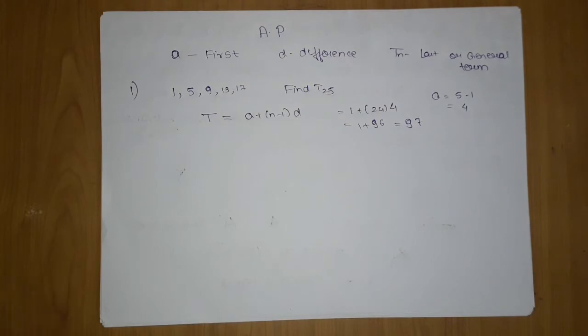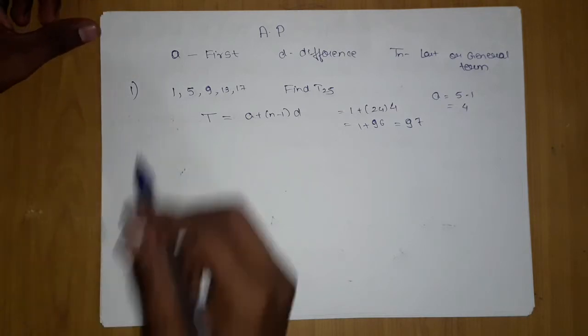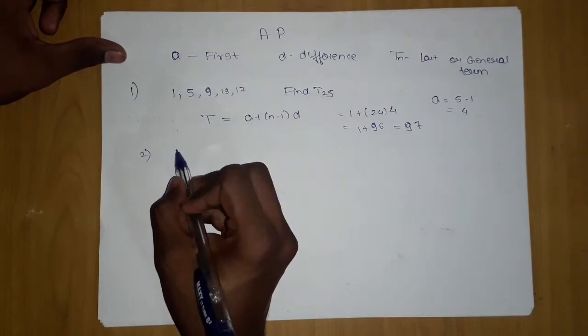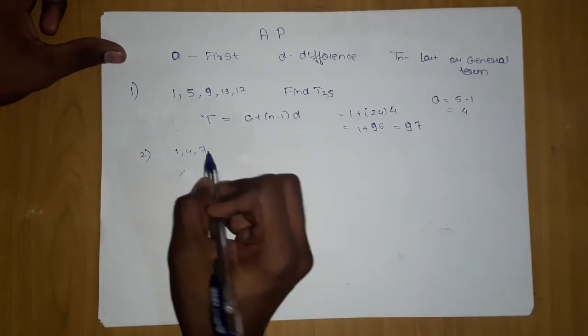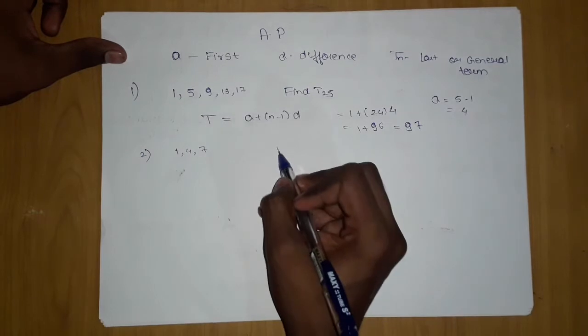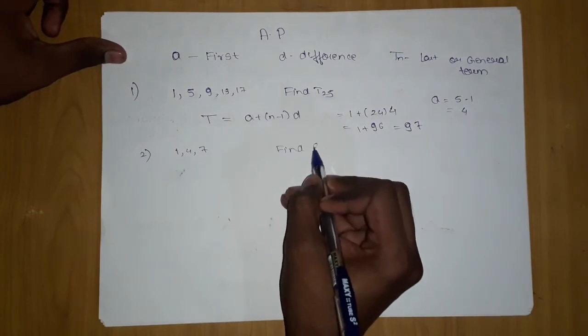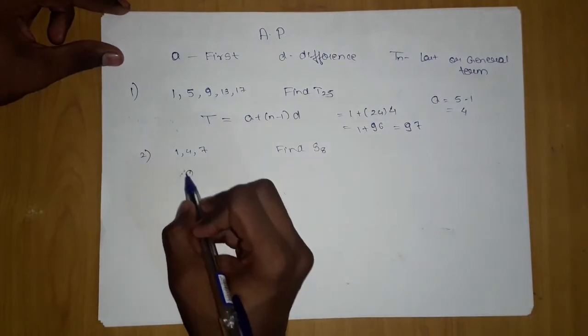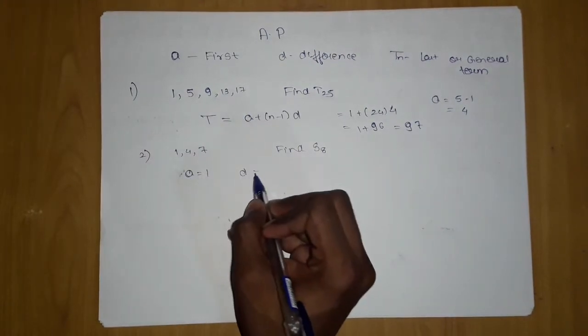These are basic questions. I am doing some basic questions in the starting so that it will boost your confidence. Now we will do one more question, where this series is given: 1 4 7. Find S8. First always get a and d, where d is 3.